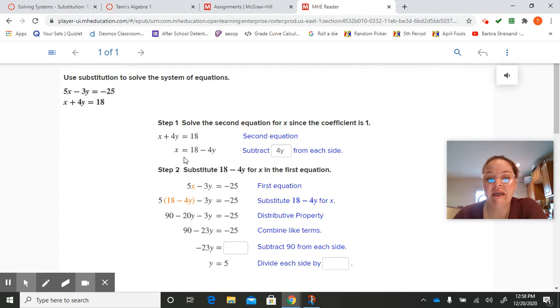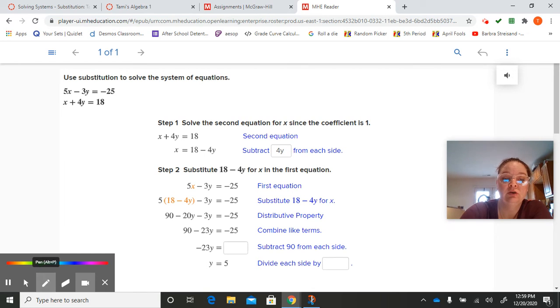Next, we take the 18 minus 4y and we substitute it for x into our first equation. So this becomes, instead of 5x minus 3y equals negative 25, 5 times the quantity 18 minus 4y minus 3y equals negative 25. Remember that the whole thing, the 18 minus 4y, is our x, so we have to have those parentheses to distinguish that. Then we use the distributive property and we distribute the 5 to everything inside of our parentheses.